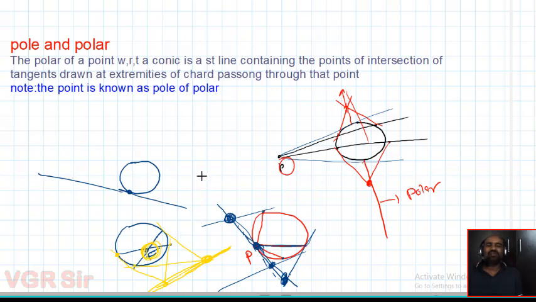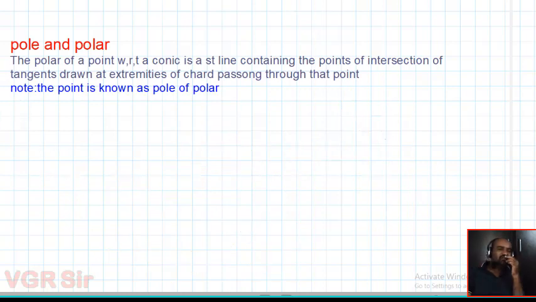Why? Because, for example, if P is taken as the center of the circle, diameters become the chords. Through the extremities of diameters, if you draw tangents, they are always parallel. They won't meet, which means they won't form such points, so the polar won't form. That's why if P is taken as the center of the circle, there is no concept of pole and polar. Okay, students. Our present concept is the parabola, yes, this is the parabola.